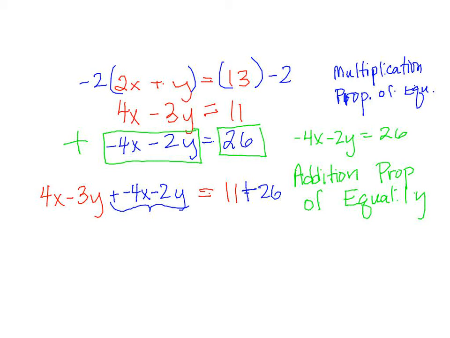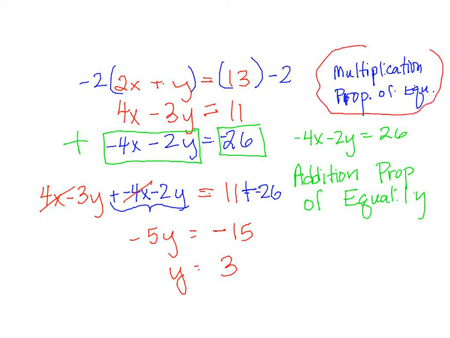When I do this, the x's will cancel, and I'm left with negative 5y equals, oh, this was a negative 26, negative 26 plus 11 equals negative 15. And y equals 3. But what we're trying to stress this year is that the reason this works is, when I multiply through on both sides so that I can eliminate, I am using the multiplication property of equality. And then when I add the two equations, I am really using the addition property of equality.